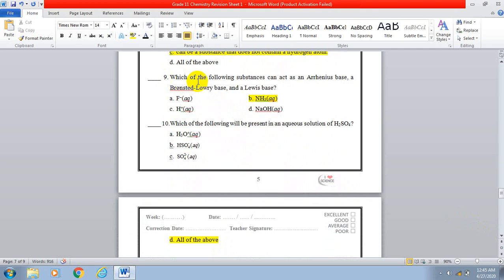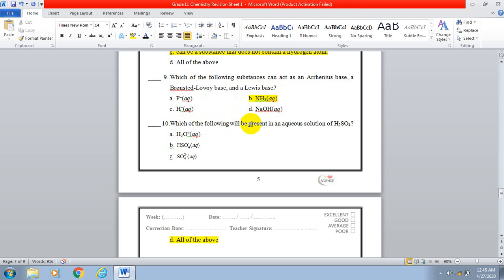Now look at the 9th option. Which of the following substances can act as an Arrhenius base, a Bronsted-Lowry base, and a Lewis base? H plus, NH3, NaOH. So this is NH3, a base, a Lewis base. So this is NH3 aqueous.